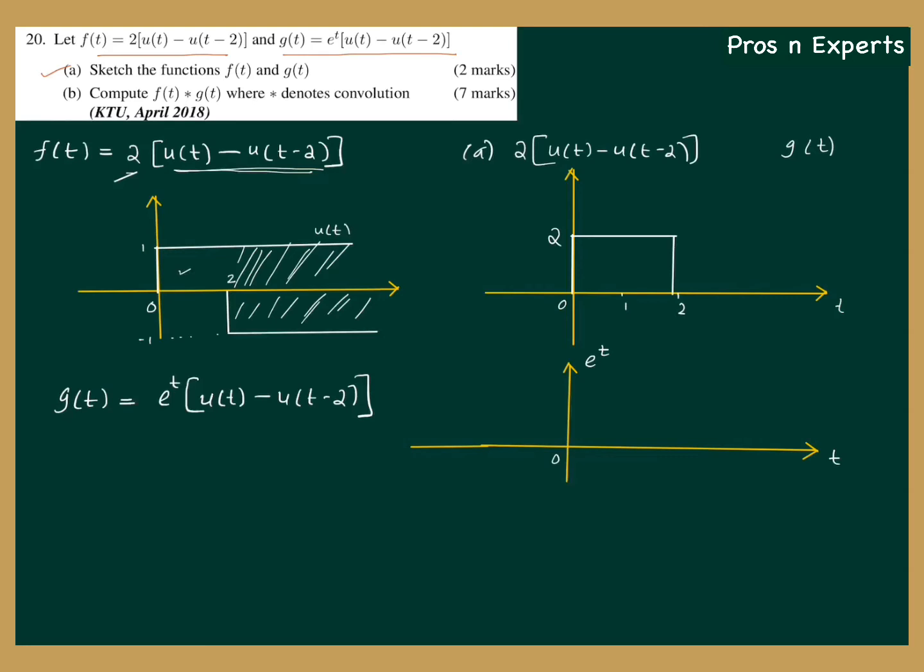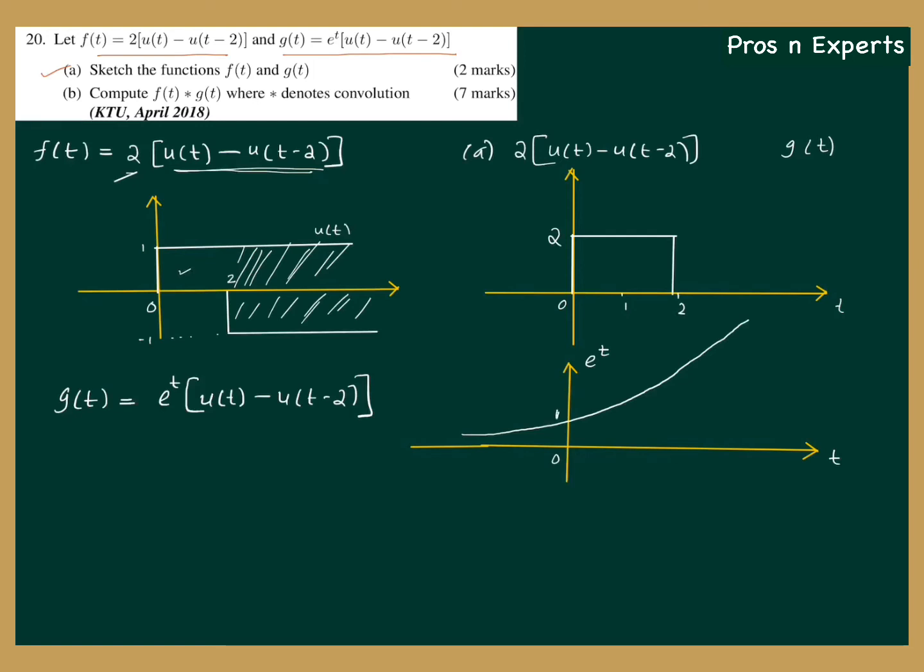But before plotting, let me ask you, what is the duration of e raised to t? Is it a right-sided signal, or a left-sided signal, or does it have both sides? Of course, the answer is that e raised to t is a two-sided signal. It extends from minus infinity to plus infinity, and it is a growing exponential. So it will look like this. It starts from minus infinity and ends at plus infinity, and at t equal to 0, it crosses 1, right?